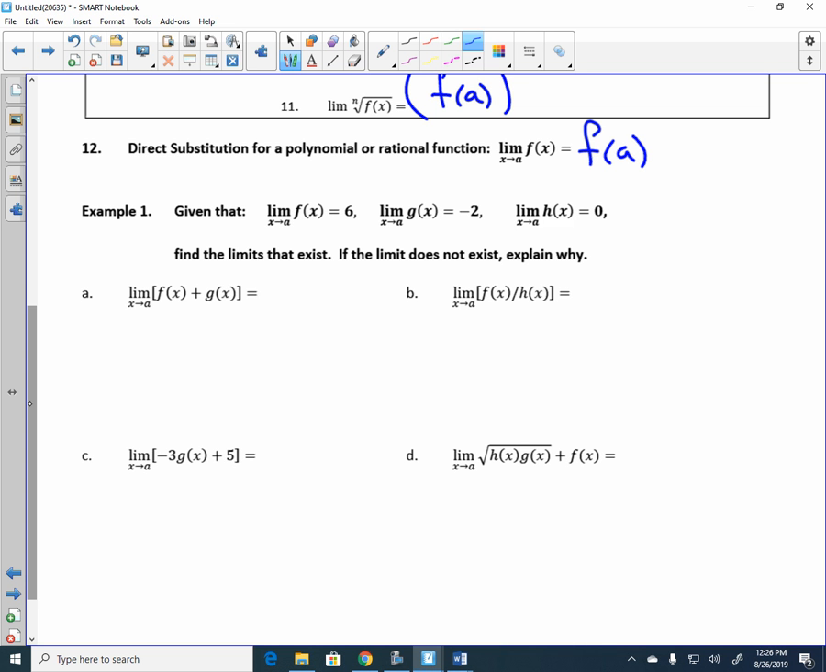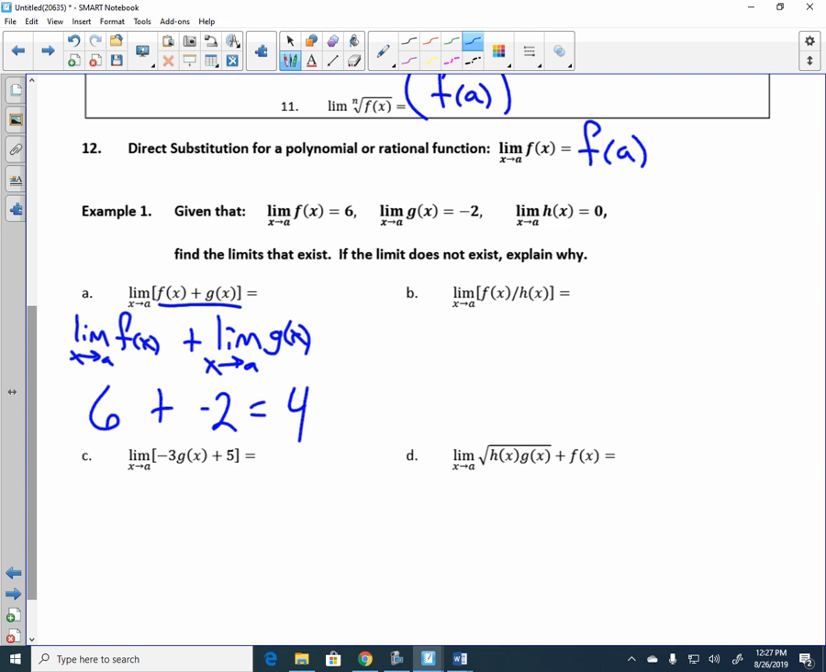Given that the limit as x goes to a of f of x is 6, the limit as x goes to a of g of x is -2, and the limit as x goes to a of h of x is 0, determine what the limit is. If it doesn't apply or it doesn't exist, let me know why. So the limit as x goes to a of f of x plus g of x. Anybody want to guess what that would be? It is 4, because this is the limit of f of x plus the limit of g of x. The first part is 6, and the second part is -2. That makes a grand total of 4.